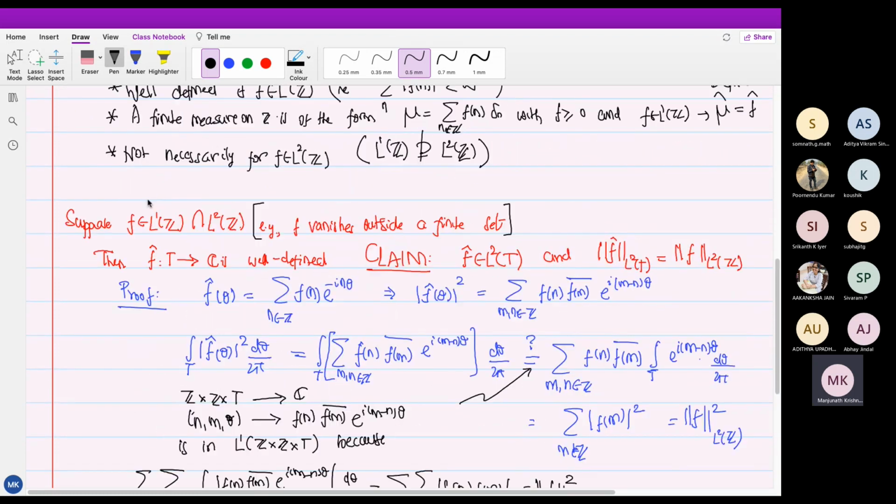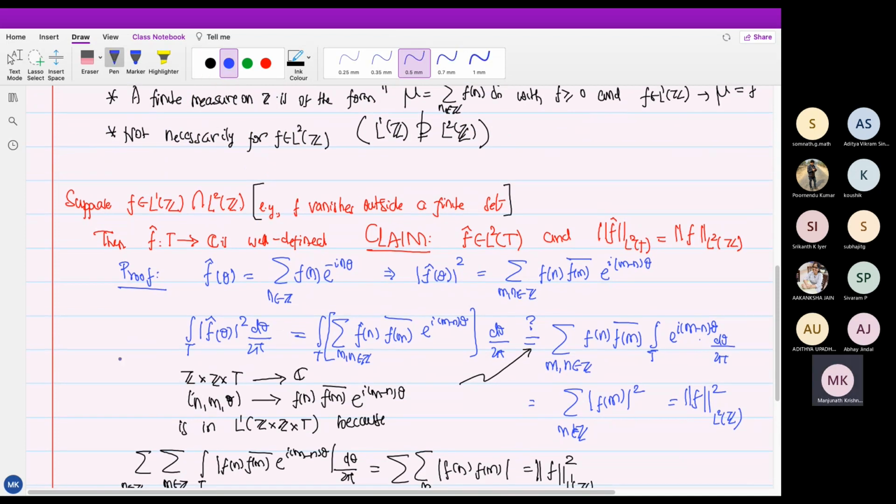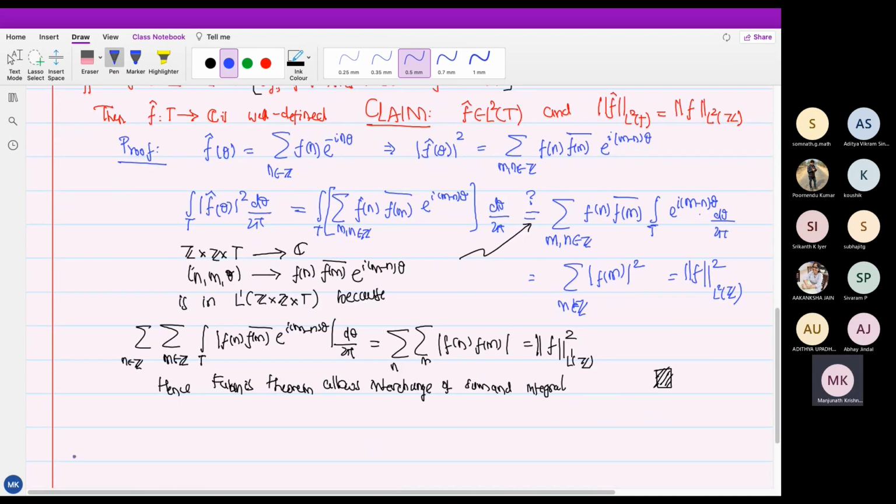So now let me say how to extend the Fourier transform to L2. This is a useful thing to know. This is how it works on the real line also. So how to extend it to L2 of Z? We note that L1 of Z intersection L2 of Z is dense in L2 of Z.